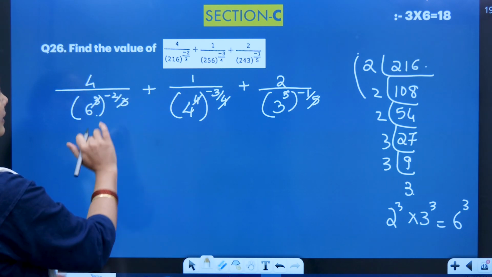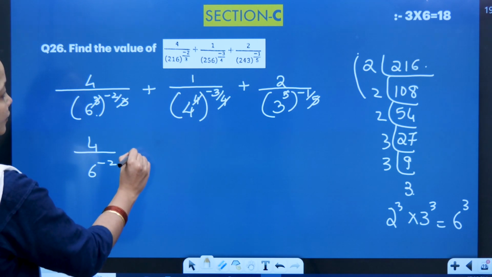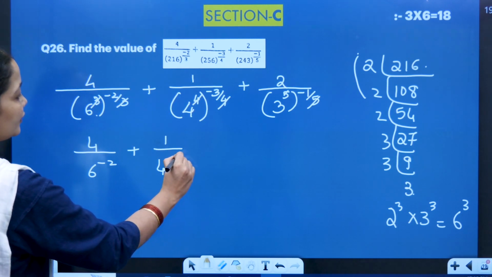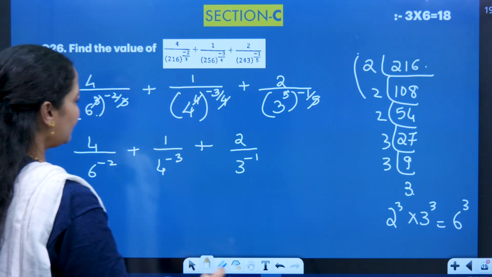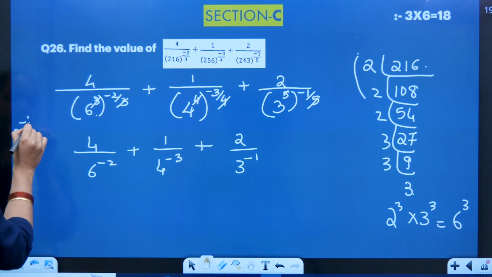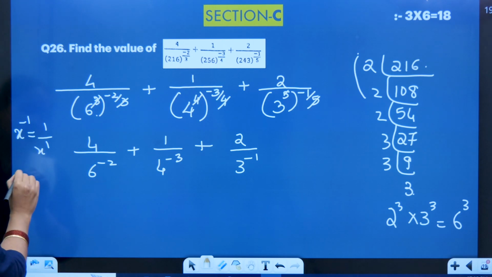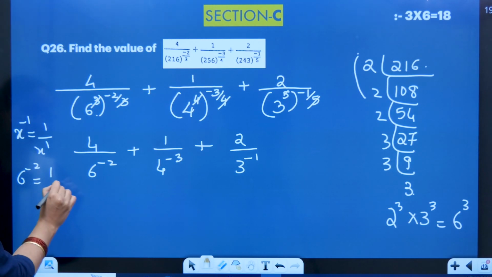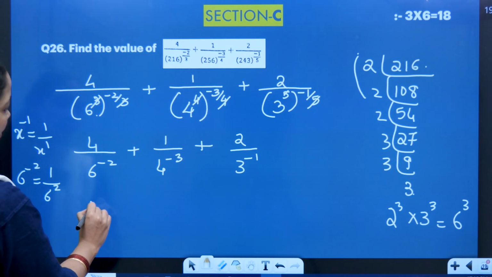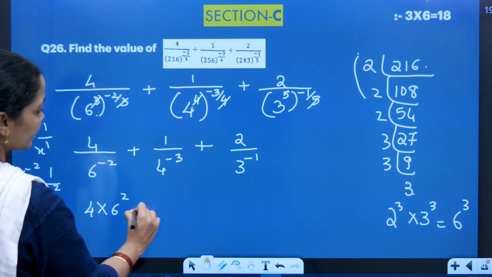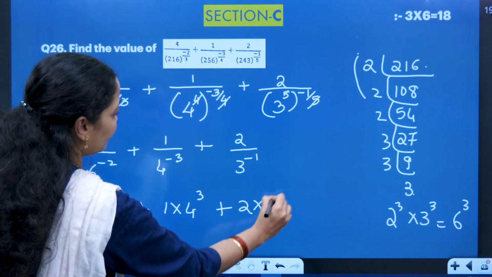After that I will cancel it. Now I am left with 4 by 6 to the power of negative 2 plus 1 by 4 to the power of negative 3, 2 by 3 to the power of negative 1. We have a law that x to the power of negative 1 is 1 by x to the power 1. So I can write 6 to the power of negative 2 as 1 by 6 square, and 6 square will be reciprocated. So this is 4 into 6 square, 1 into 4 cube, 2 into 3 power 1.